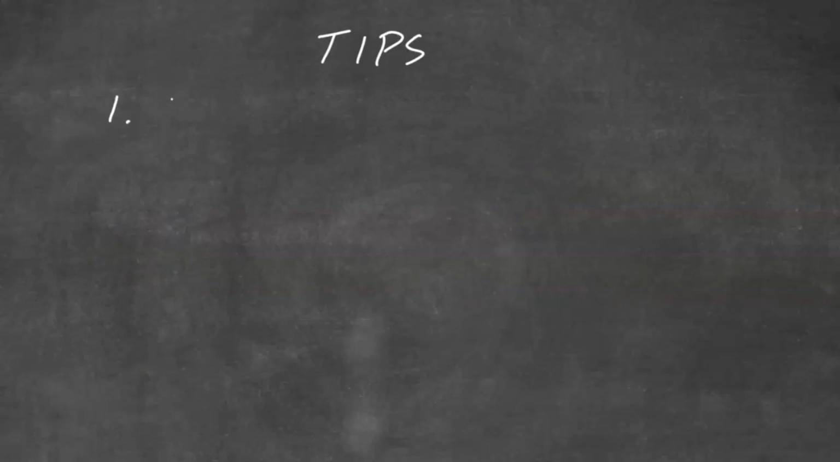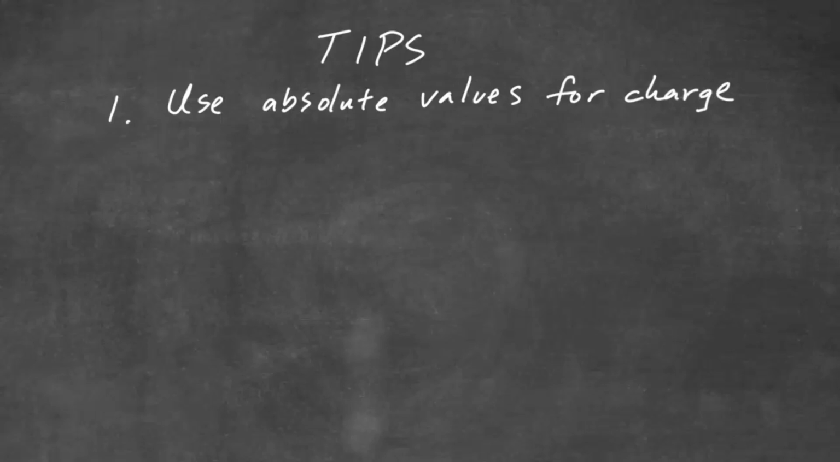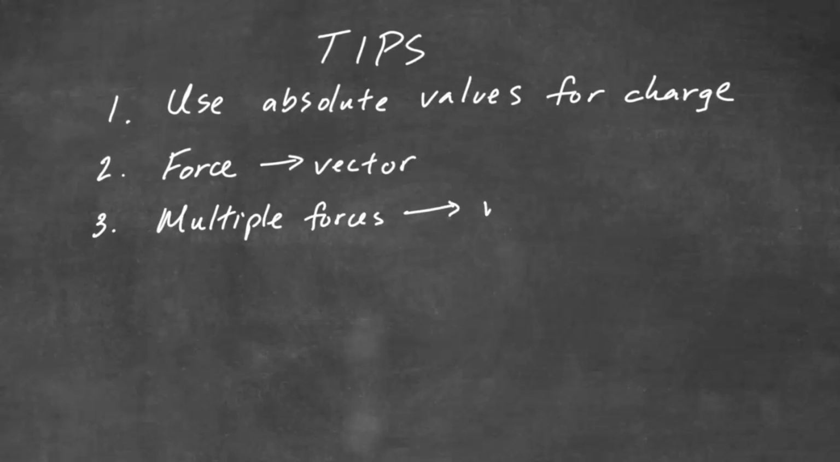Here are some tips when solving problems with Coulomb's law. The first is to use absolute values for the charge. This will give you the magnitude of the electrostatic force. Although the force is a vector, with magnitude and direction, we're going to solve the direction separately by using the rule: like charges repel and unlike charges attract. So the equation is great for calculating the magnitude, and then we use our rule for attraction and repulsion to find the direction. And then lastly, if there are multiple forces, multiple charges, then we're going to use vector addition to find the net force.